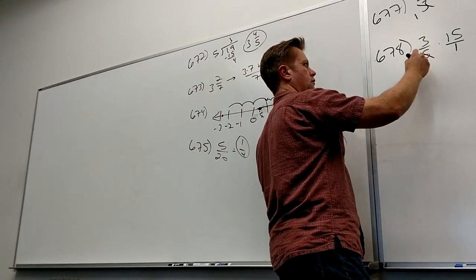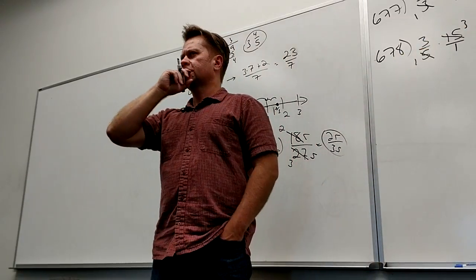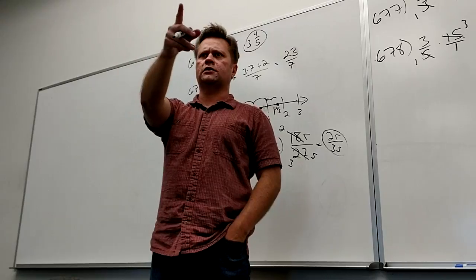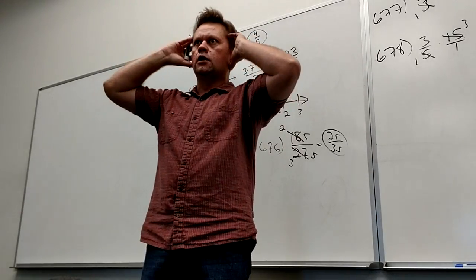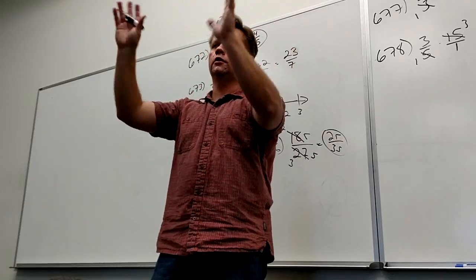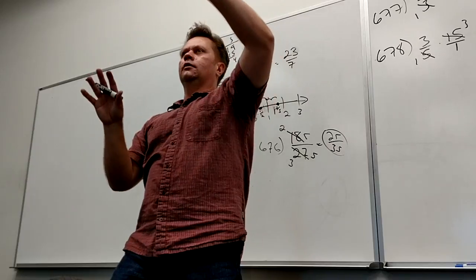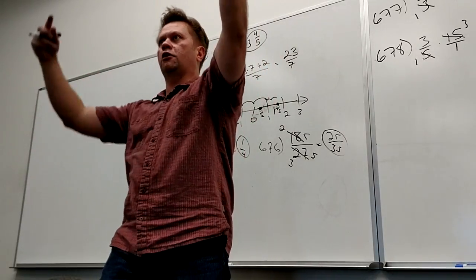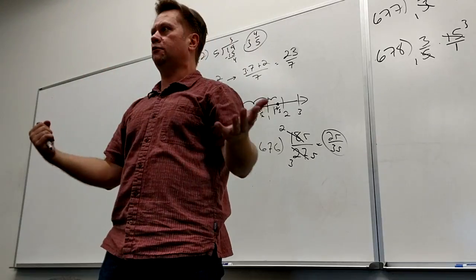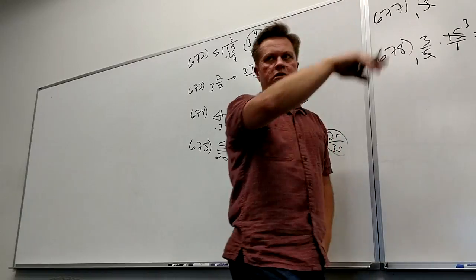So 1, 3. Can I cancel the 3s? No. Please understand. That would be insane, but people just do it because your brain just says, anything I see the same. No. It's got to be cats and dogs lying together. Whatever's on the top that's the same on the bottom will cancel. If they're across from each other, they multiply. They don't cancel. 3 times 3 is 9 over 1, which is 9.